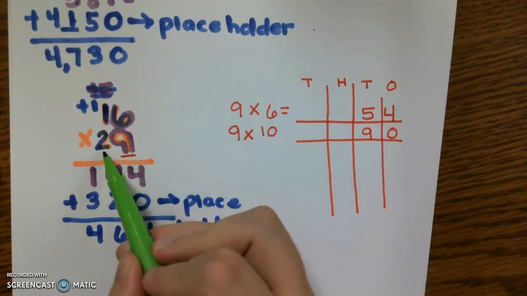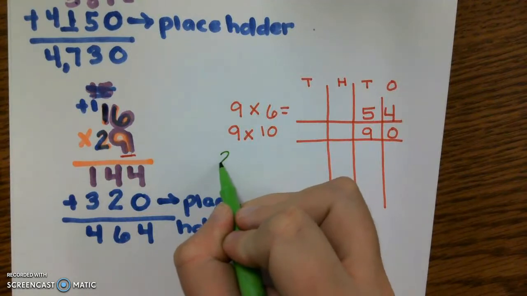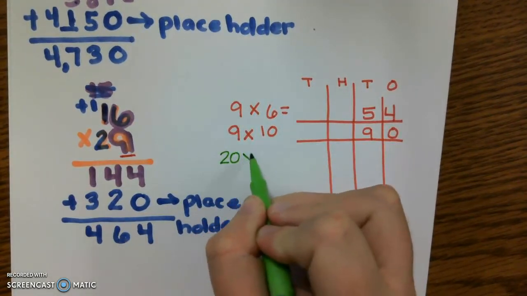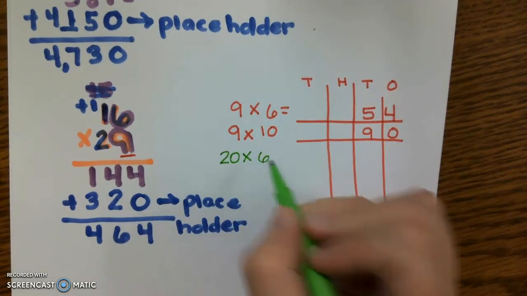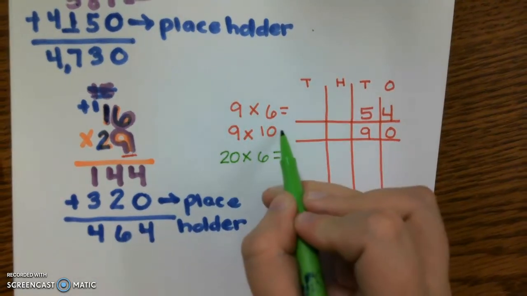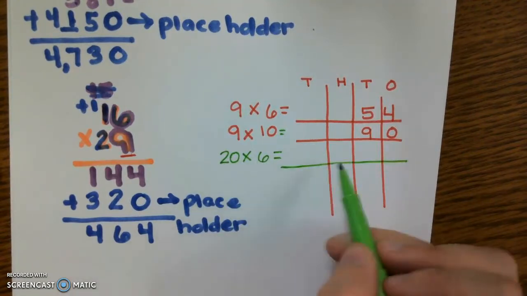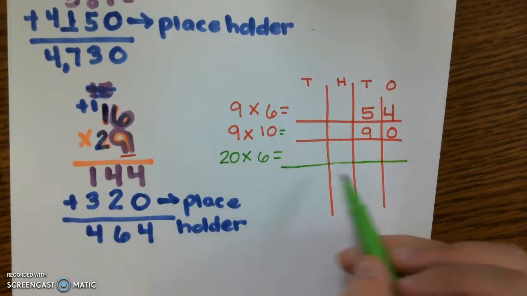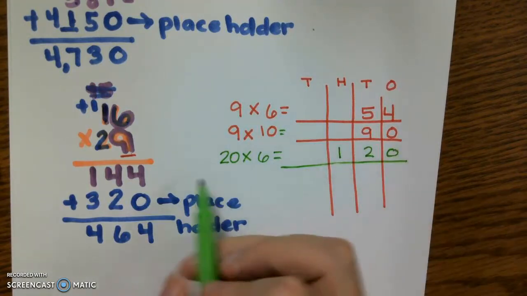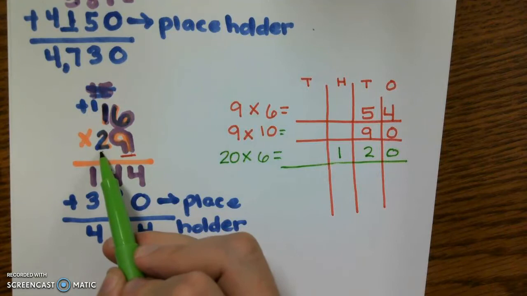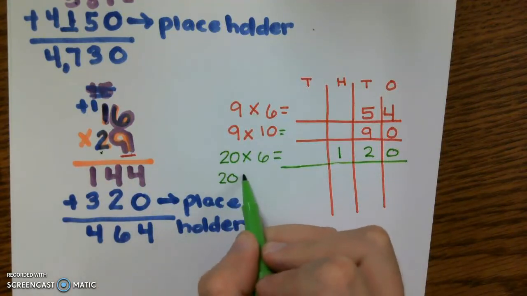So now I'm at the 2. The value of this 2 is 20. So really, I'm multiplying 20 times the 6 in the ones place. 20 times 6, forgot to put my equals on there. 2 times 6 is 12, plus this 0, that's 120.